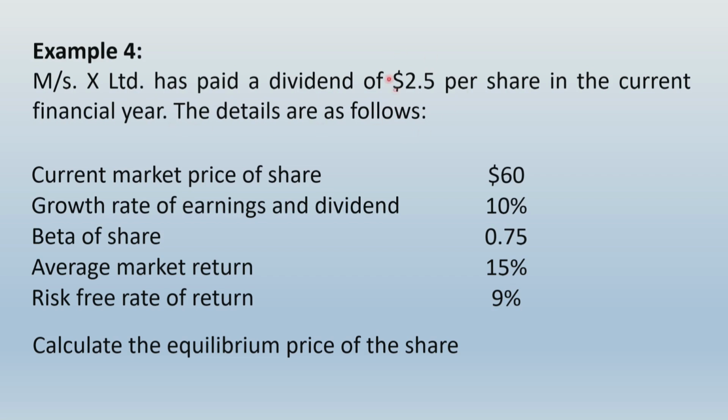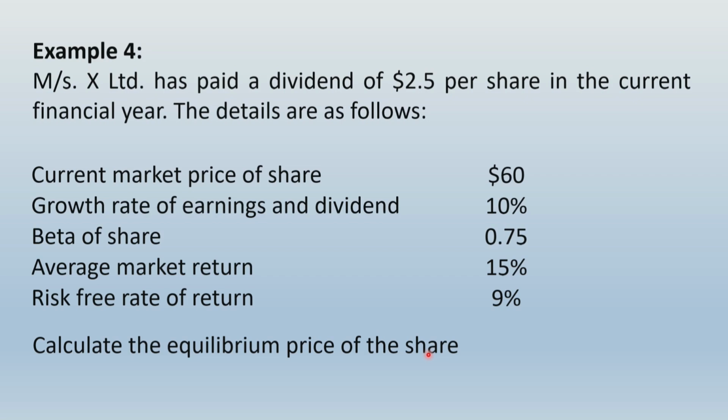Now first thing, when they have paid a dividend of $2.5 per share in the current financial year, this is D0, correct? The current market price of the share is given as $60. Growth rate in earnings and dividend is given as 10%. Beta of the share is given as 0.75. Average market return is given as 15% and the risk-free rate of return is given as 9%. Calculate the equilibrium price of the share.